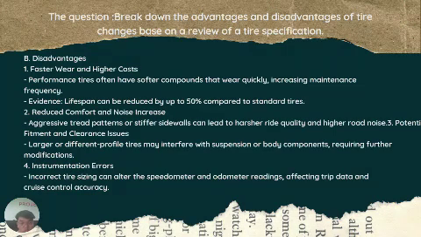Number three is potential fitment and clearance issues. Larger or different profile tires may interfere with suspension or body components, requiring further modification. Last is instrumentation error. Incorrect tire sizing can alter the speedometer and odometer reading, affecting trip data and cruise control accuracy.